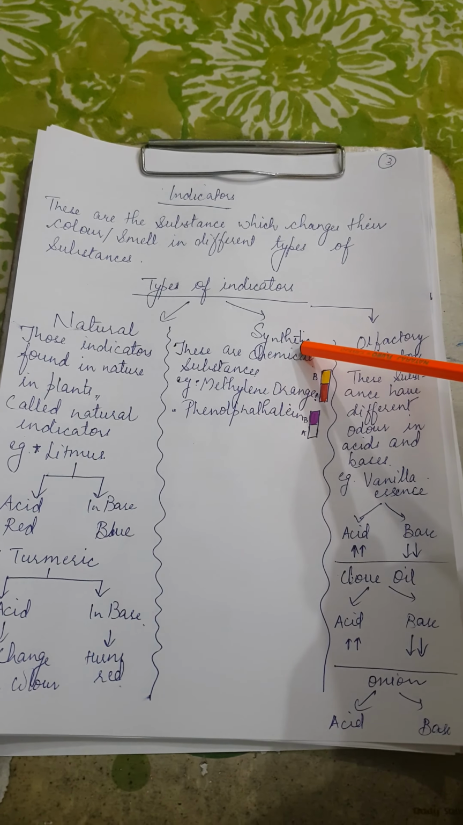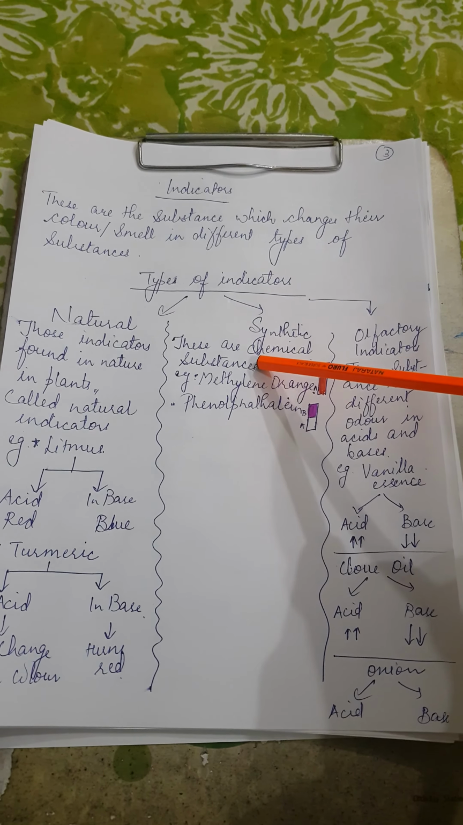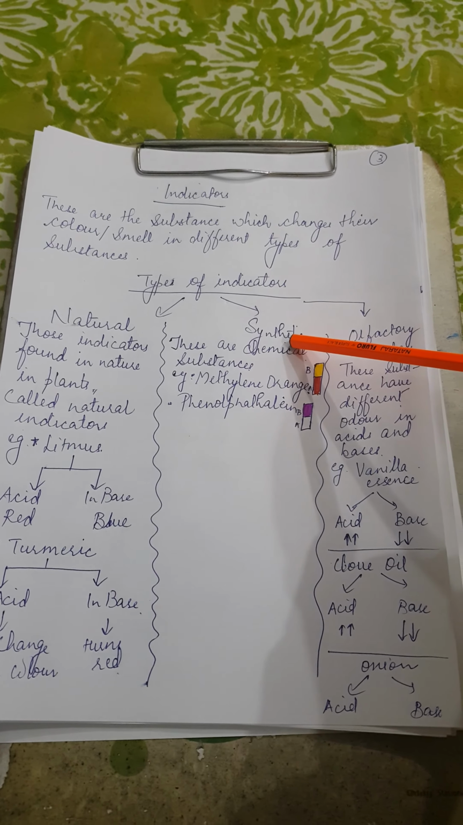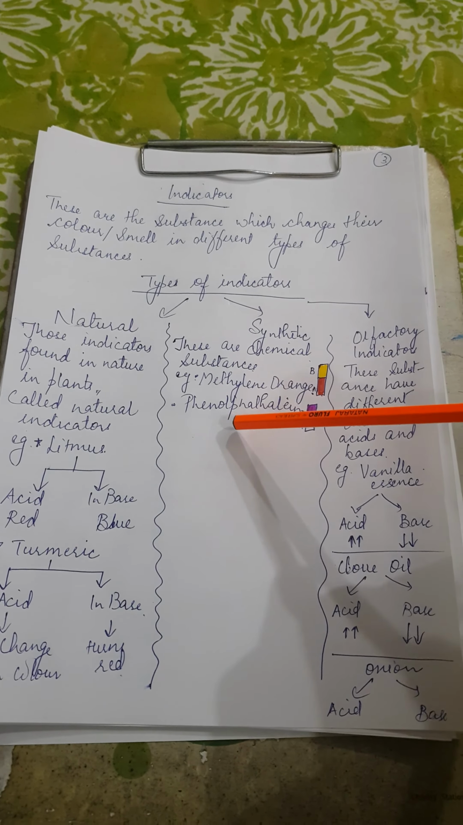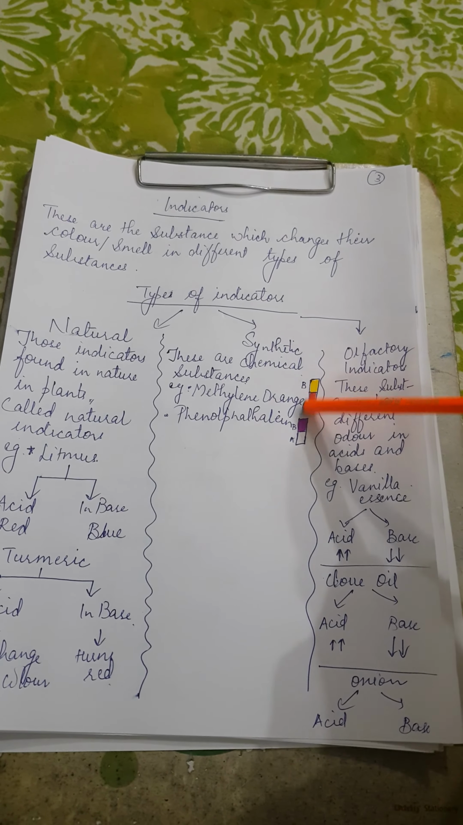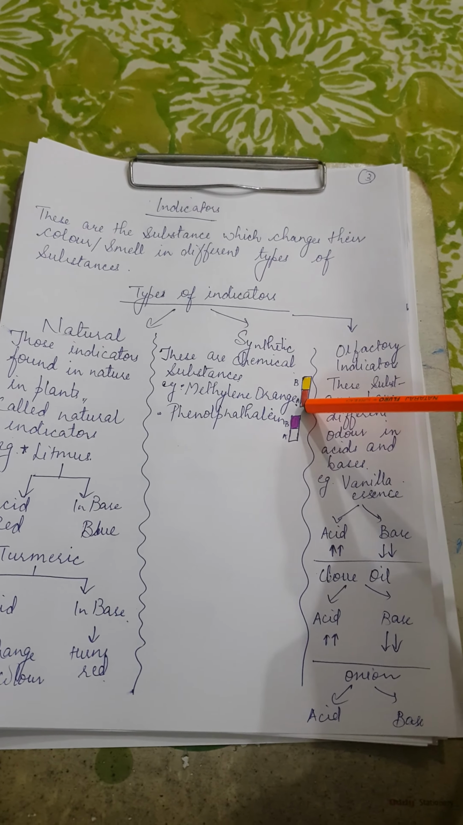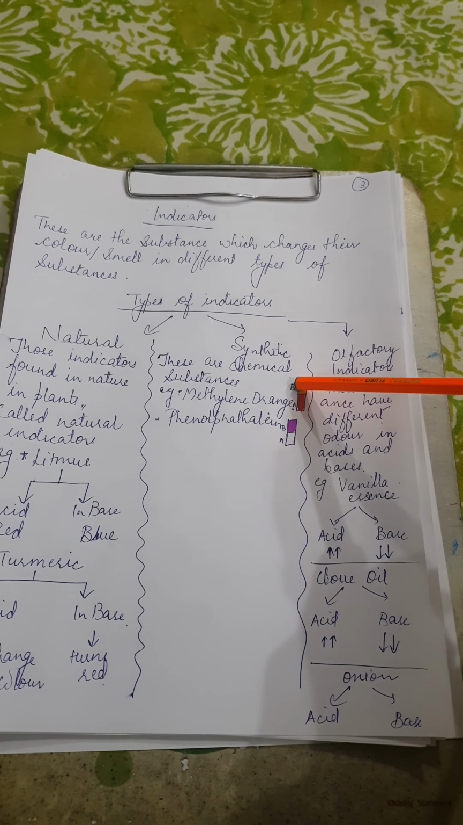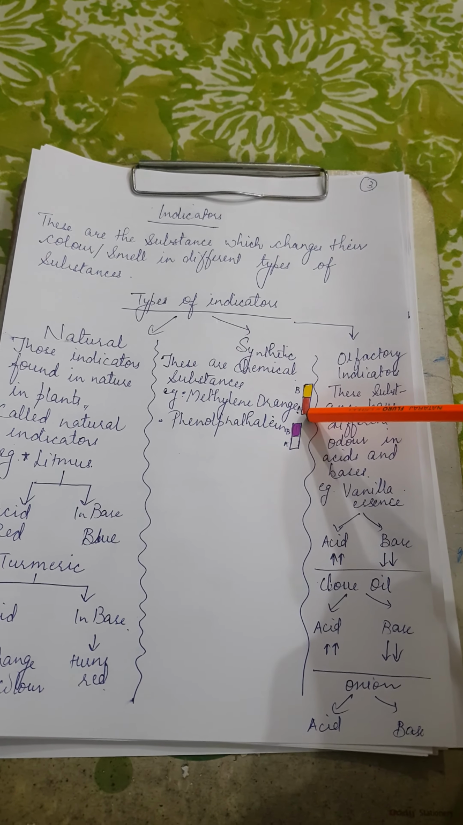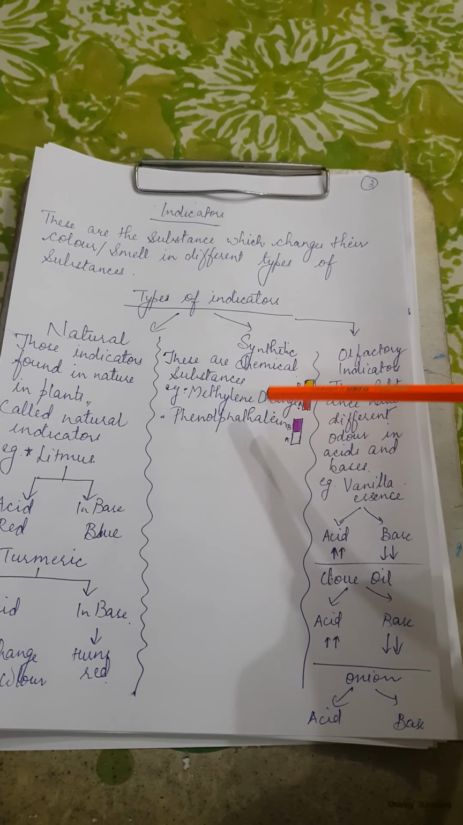Now the next category, that is synthetic indicators. These are chemical substances which indicate the nature of a substance, so they are known as synthetic indicators. Examples: methyl orange and phenolphthalein. Methyl orange in acidic solution remains red, while in basic solution it is yellow. B is for base, A is for acid. It remains red in acidic solution and yellow in basic solution.